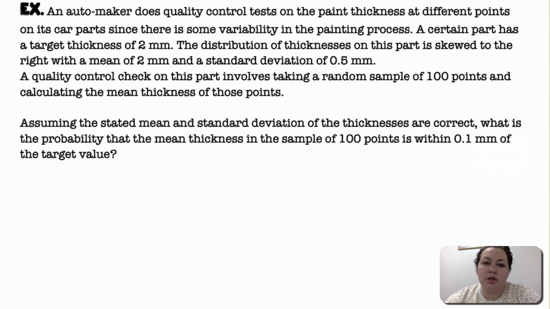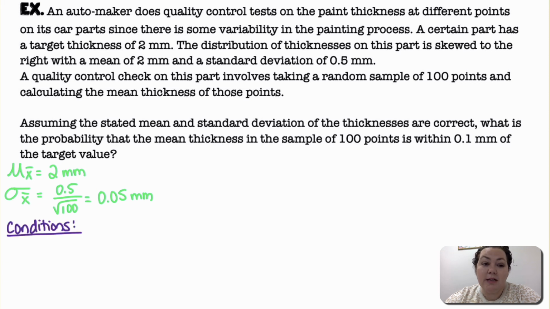Okay, so this is a sampling distribution. I can't just jump right into a normal CDF because I have a set sample size. I'm taking a sample of 100, calculating the mean, and repeating that process. So I need to find the mean and the standard deviation of the sampling distribution. The mean is equal to the mean of 2 millimeters. The standard deviation is the population standard deviation divided by the square root of 100, so it's 0.05 millimeters.